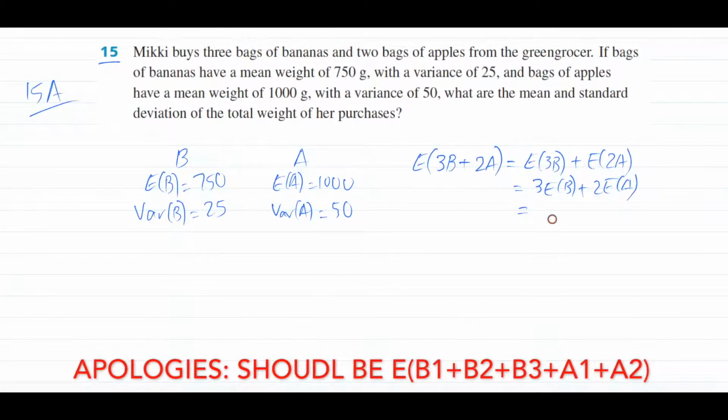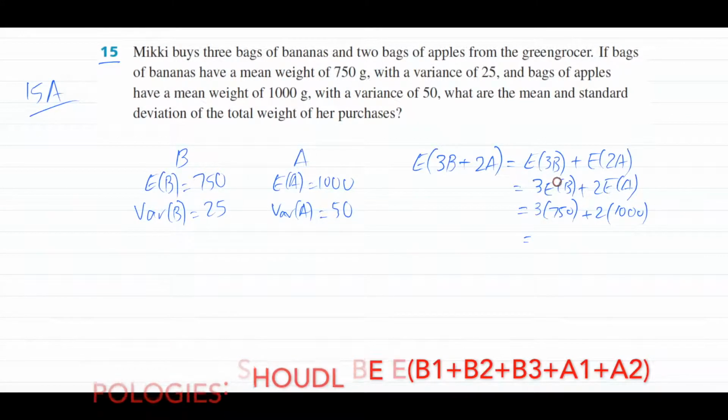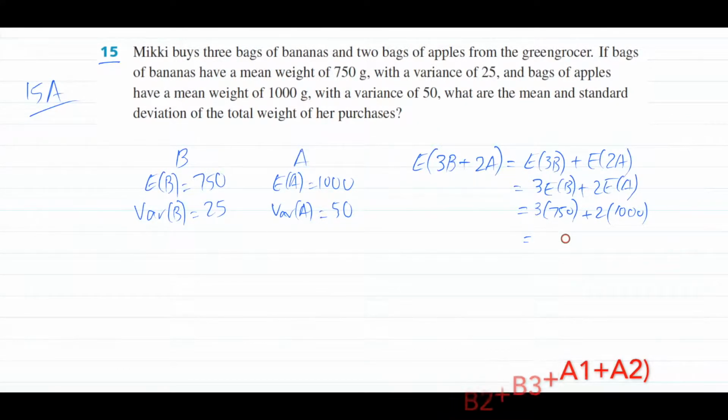So in this case, 750 comes over here. That's 3 times 750 for bananas. And then that's 2 times 1000 for apples. So this is very simple, nothing different from what the textbook explained to you. Your answer for this should be 4,250 grams. So in total, Mikki's purchases mean weight is 4,250 grams. Very simple. But here's the confusing part.